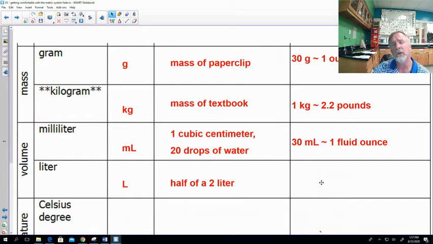How do I compare liters to English units? The first one would be about 4 liters is about equal to a gallon. And saying it a different way, about 1 liter is very similar in size to 1 quart in the United States.